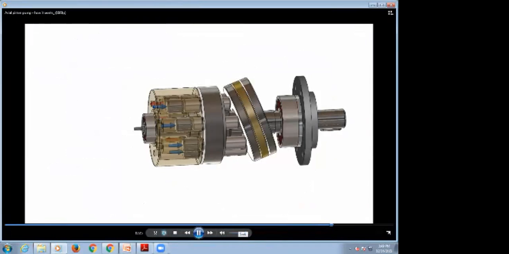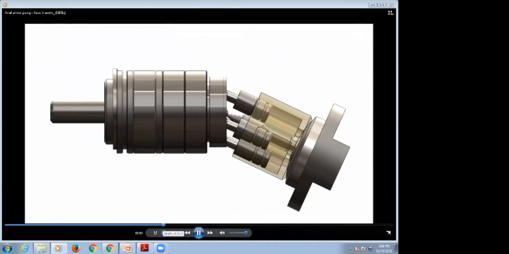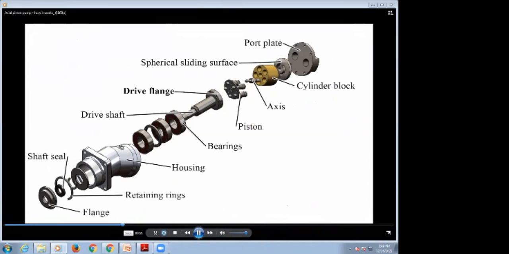As the drive shaft rotates, the cylinder block is driven by means of spline. The pistons of which are arranged at an axis. Drive flange, drive shaft, shaft seal, flange, retaining rings, housing, bearing, piston, axis, cylinder block.